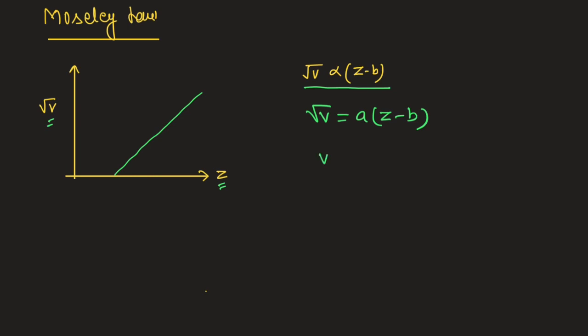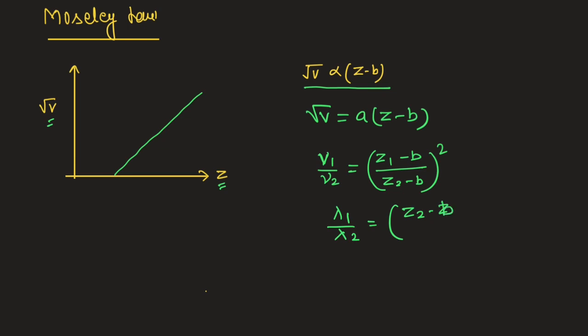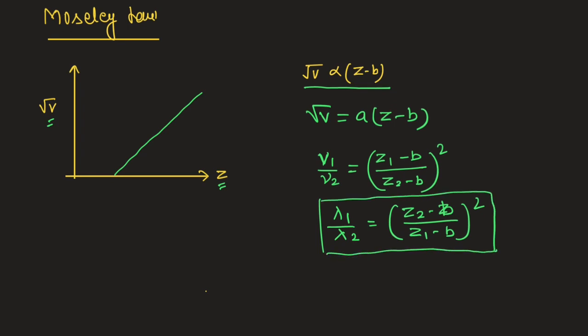So I can also write this formula: nu 1 divided by nu 2 is equal to (Z1 minus b) divided by (Z2 minus b), whole square. And we can also write here lambda 1 divided by lambda 2 is equal to (Z2 minus b) divided by (Z1 minus b), whole square, because we know frequency and wavelength are inversely proportional. So I can write this equation. So this is all about X-ray.